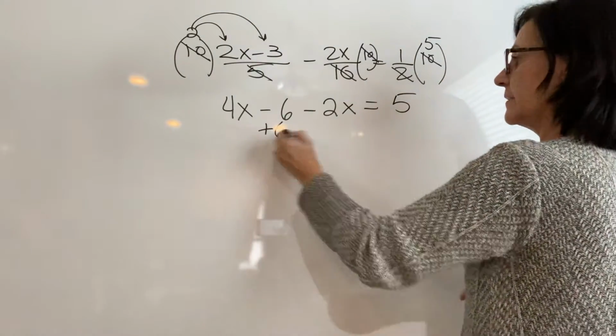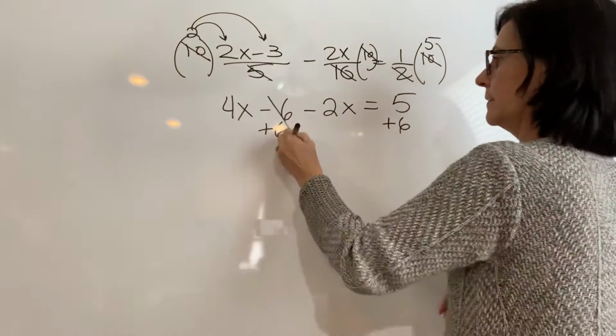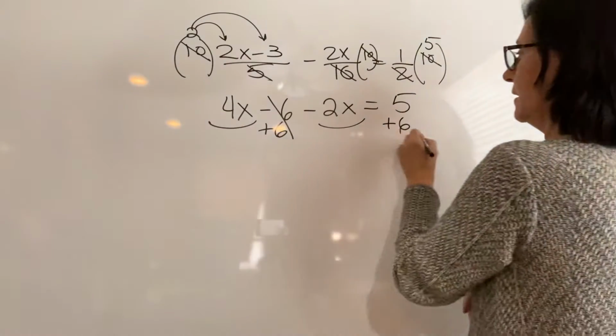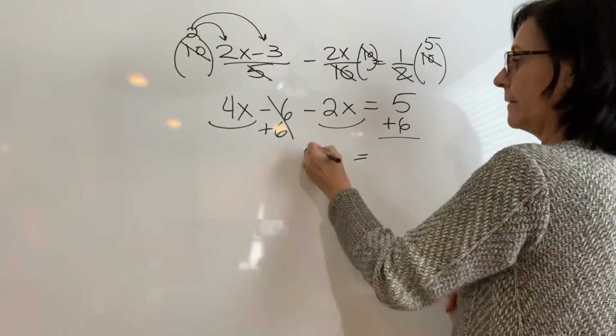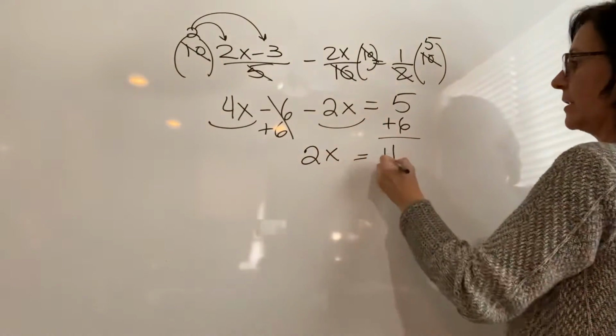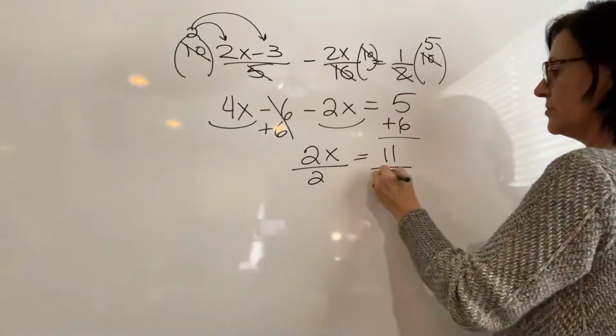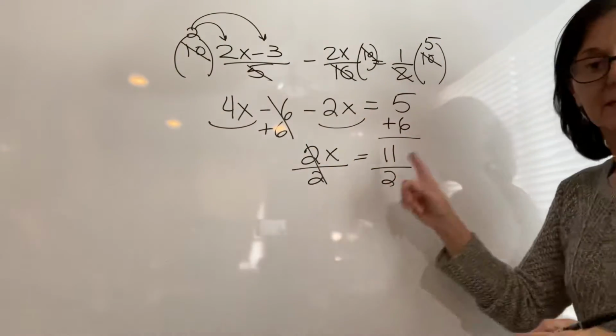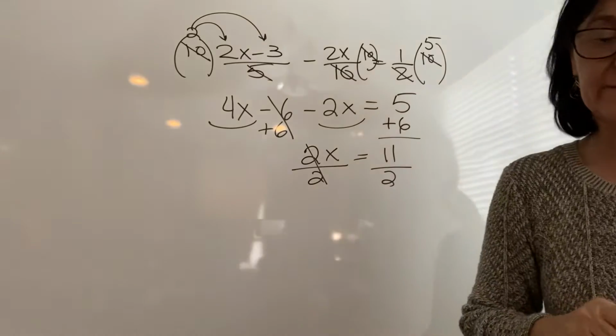I'm going to move my 6 to the other side. I'll combine my like terms, and I'm left with 2x equals 11. Divide by 2. The value of x is 11/2.